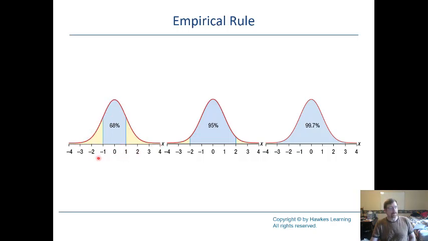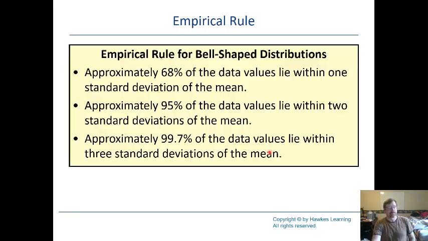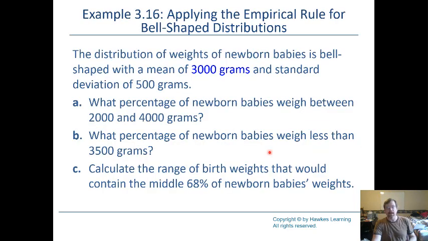So, our x-axis here is standard deviations. 68% of our data, if we have a nice bell-shaped curve, will be within 1 standard deviation. 95% will be within 2 standard deviations, and 99.7% will be within 3. These are approximations, as it says here, but they can be fairly useful for interpreting things.